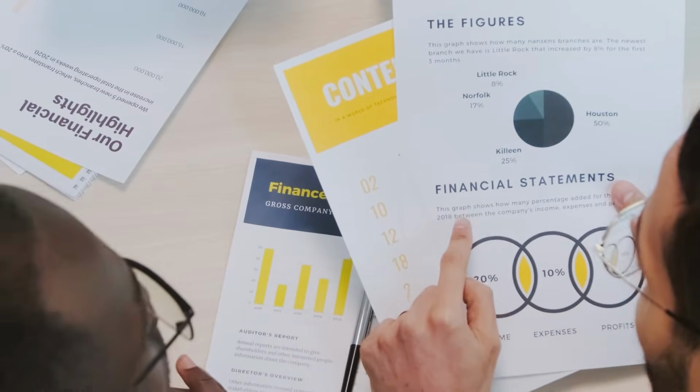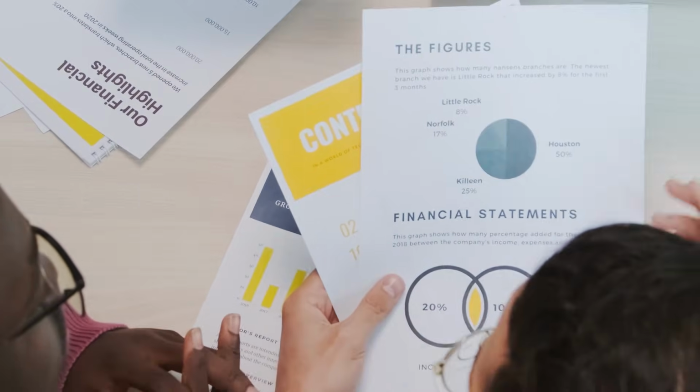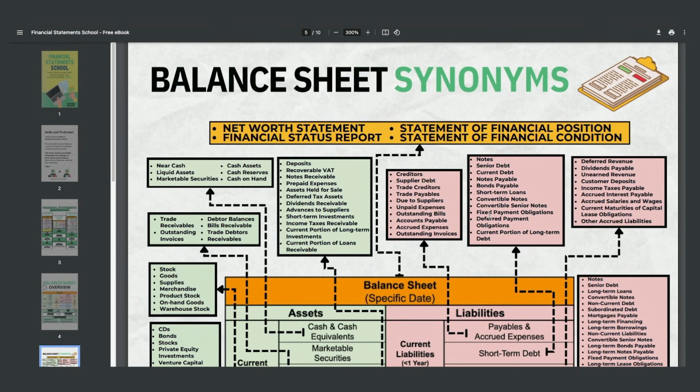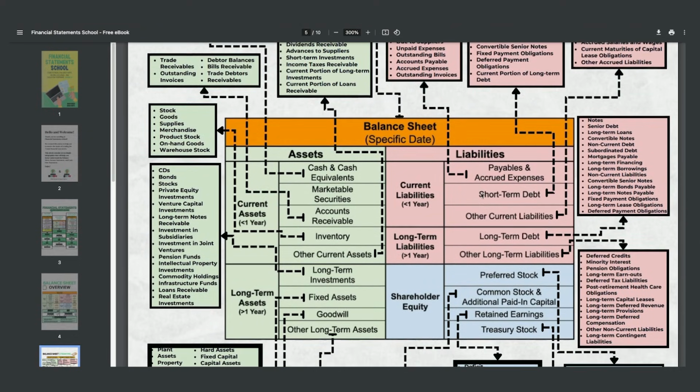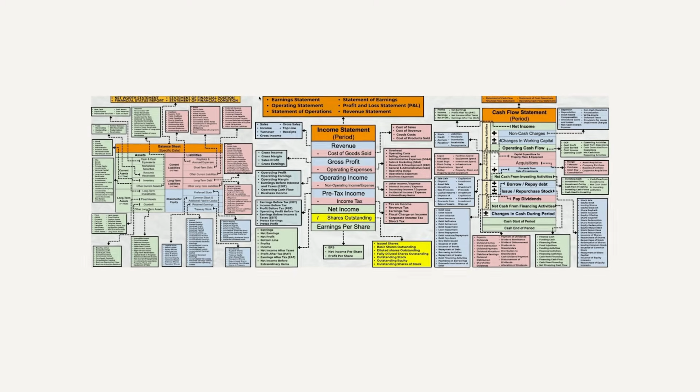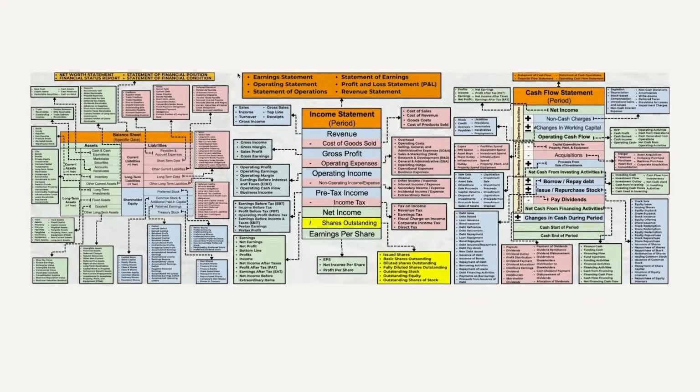Now, it's important to understand that not all balance sheets will look exactly like this. Each company can choose the categories, names, and layout of its balance sheet when they are producing financial statements. For example, even the name balance sheet isn't used by all companies. Others call it the net worth statement, the statement of financial position, or the financial status report. And each of the terms that you see on the balance sheet may have other synonyms as well.